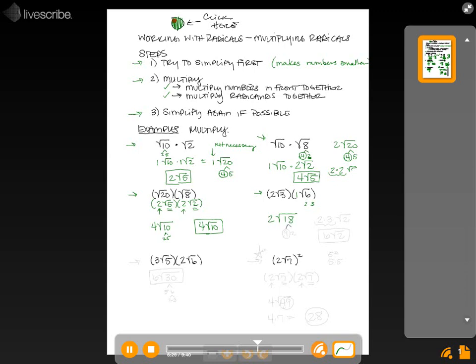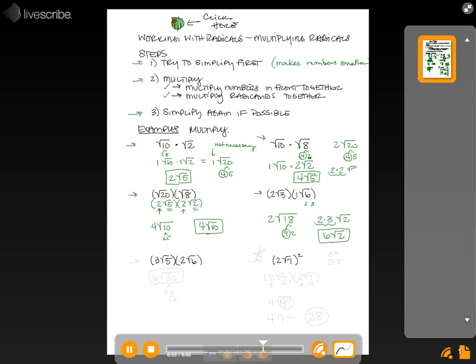Now we got to see if we can break 18 down. 18 breaks down into 9 and 2. 9 is a perfect square. The square root of 9 is 3. So 3 is going out in front. I need to multiply these together because they're both out in front. 2 times 3 is 6. Square root of 2. And there's my answer to the problem. 6 square roots of 2.